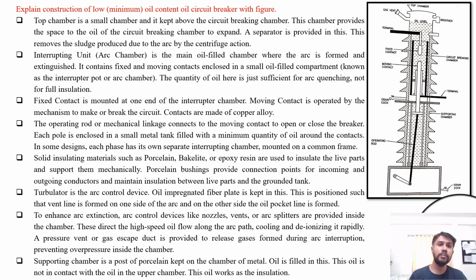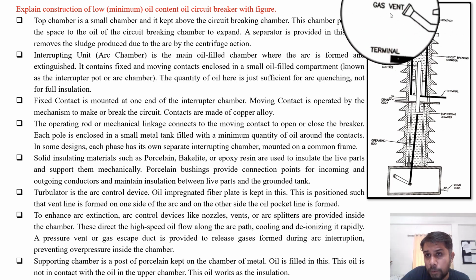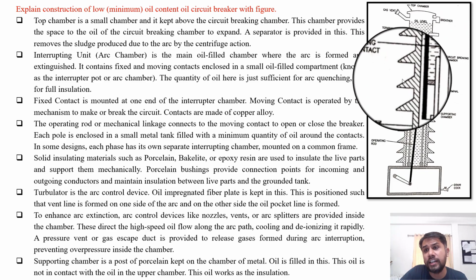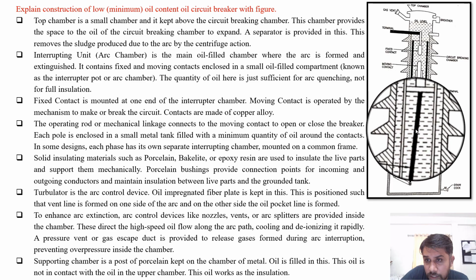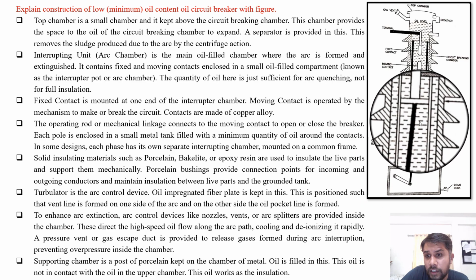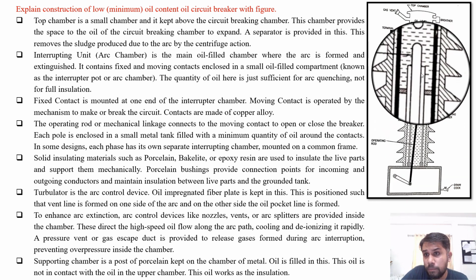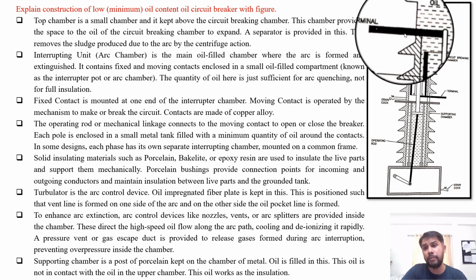Explain construction of low oil content circuit breaker, or say minimum oil content circuit breaker, with figure. So in this, here it is. This is the top chamber provided. This middle one is the arc chamber or say circuit interrupting chamber, and this last is the supporting chamber. This is the mechanical linkage or operating lever mechanism. This is the moving contact, and here it is the fixed contact which is mounted with one terminal here.